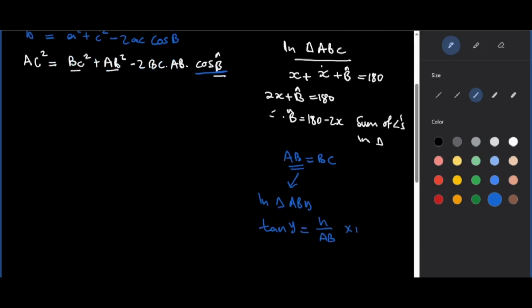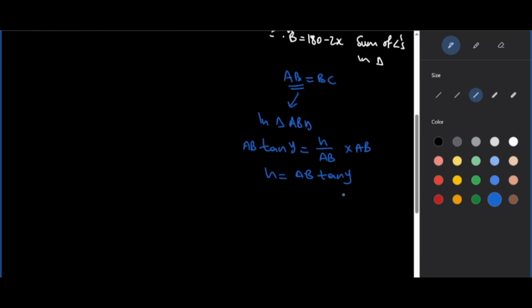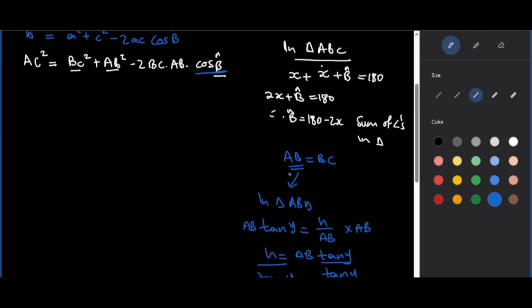Therefore, multiply both sides by AB. H is equal to AB times tan Y. We are looking for what? AB. I can divide both sides by what? We can divide both sides by tan Y. Therefore, my AB is equal to H over tan Y. But remember, AB and BC are equal.